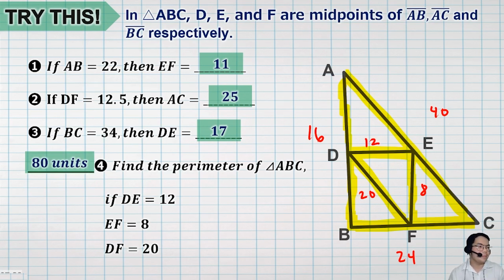Pero may isa pang way para magawa yan. Since this triangle created inside this given triangle ABC is a result from all the midlines of this given triangle, isa pang way na masagutan nyo yan is you can add already 12 plus 20 plus 8. And then you will get 40. Tas multiply nyo lang sa 2. Lalabas din dyan 80 units.